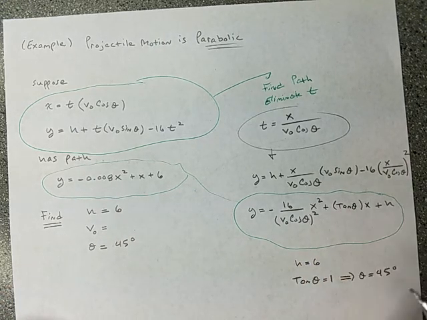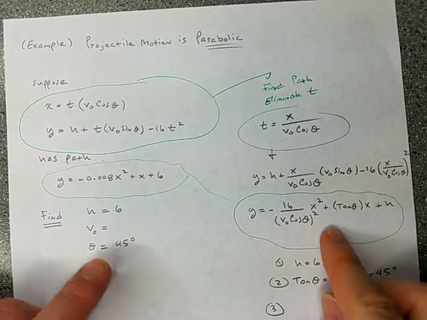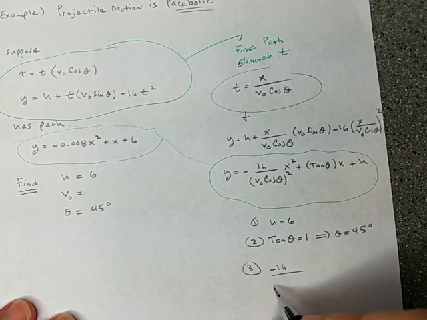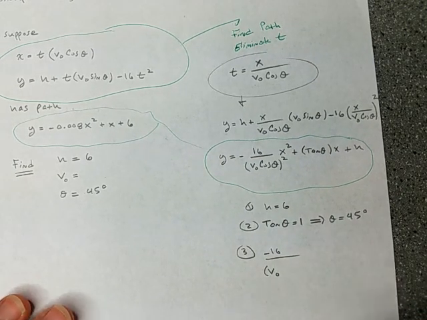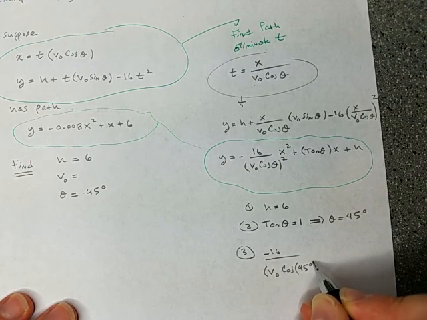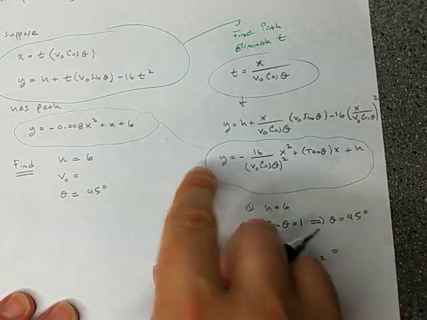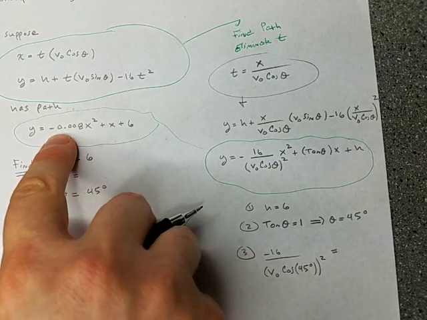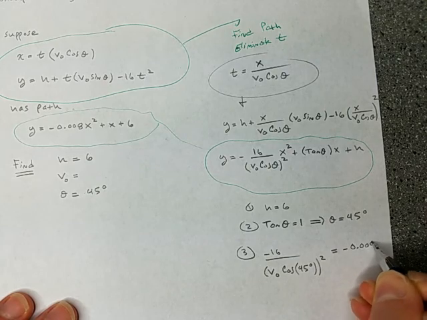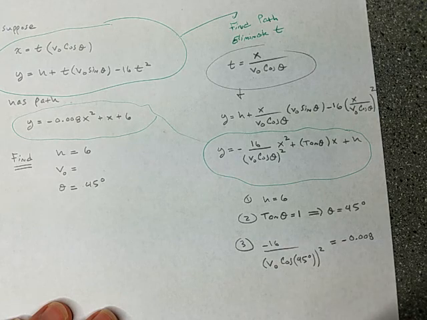Okay, so my last one. So here's my first, second, and then third thing I'm linking between these is that negative 16 over v naught, which I don't know yet, cosine of 45 degrees, all squared, has got to be this coefficient right there. Okay, so that's going to be negative 0.008. All right, well, there's only one thing to solve for right there, and that's v naught.